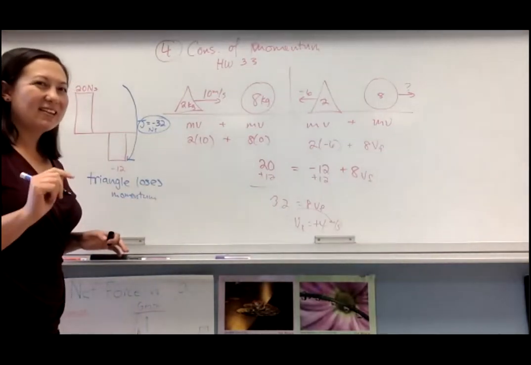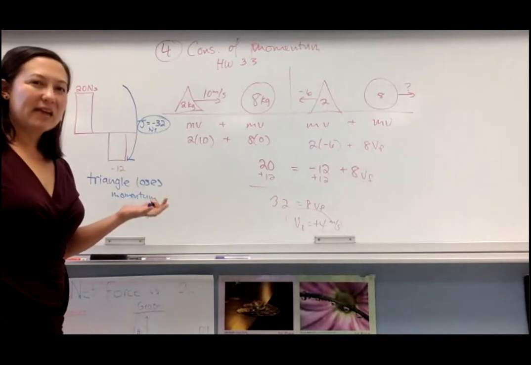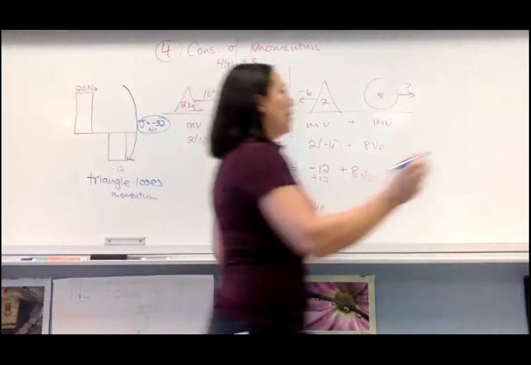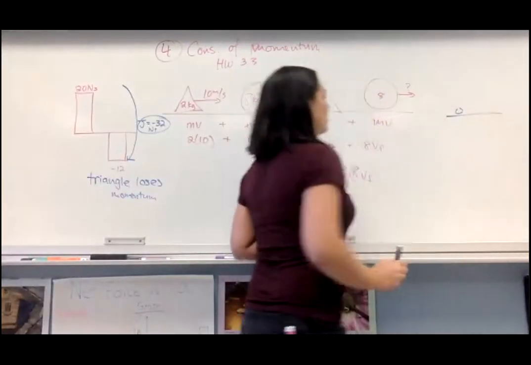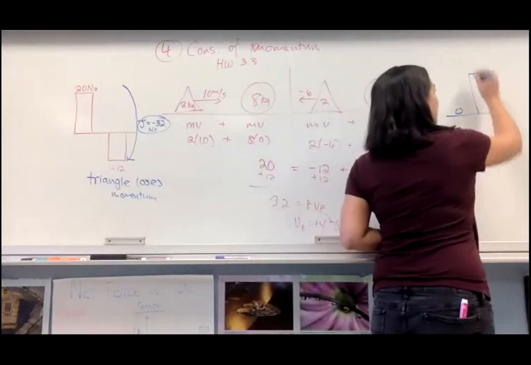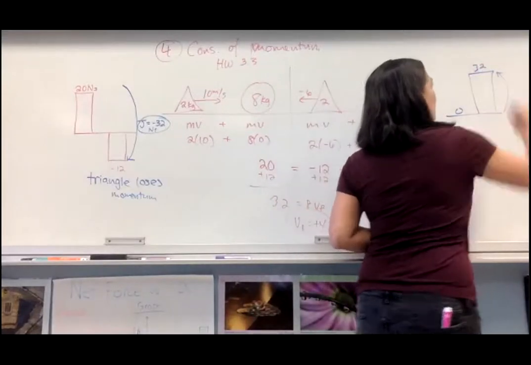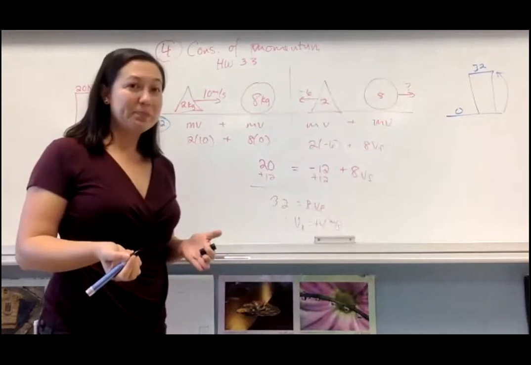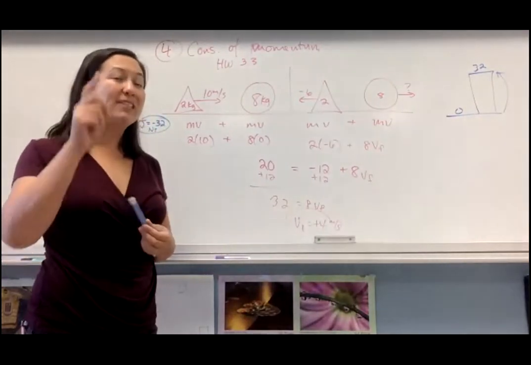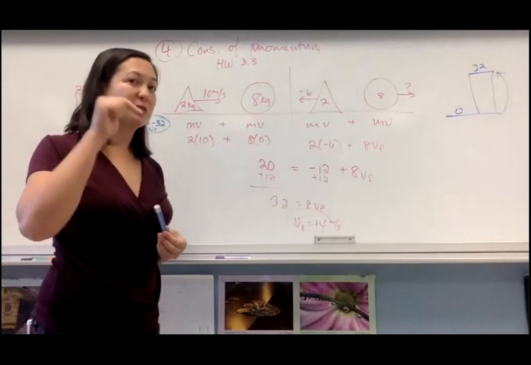People would say things like the ball has conservation of momentum. And that's not true either. The ball gains momentum. It goes from 0 to 32. The ball gains momentum. Conservation of momentum is that the two of them together have conserved momentum.